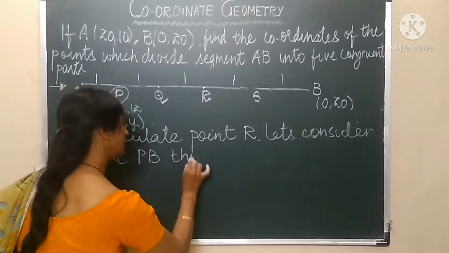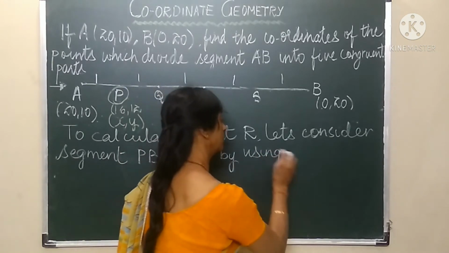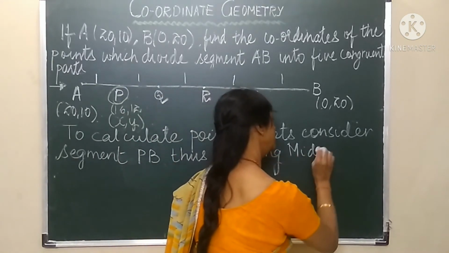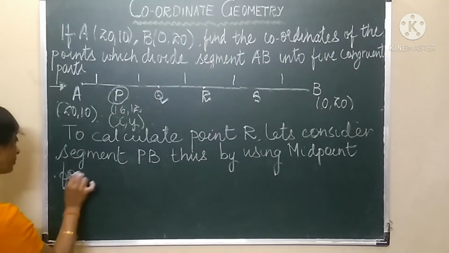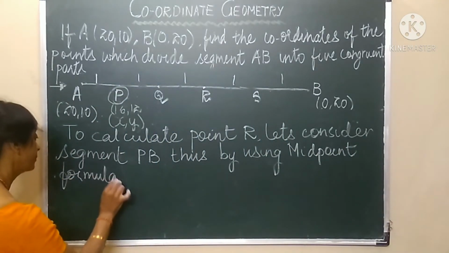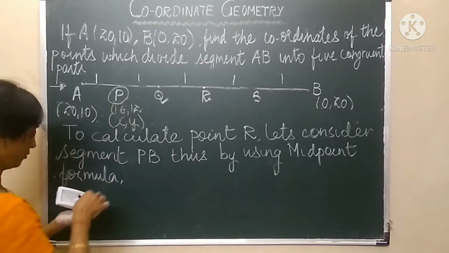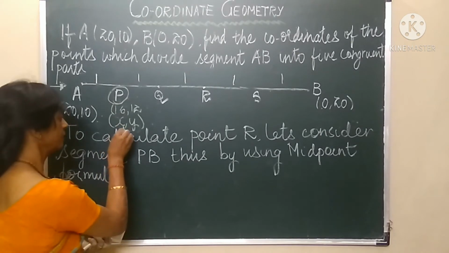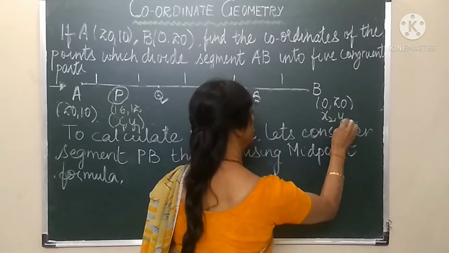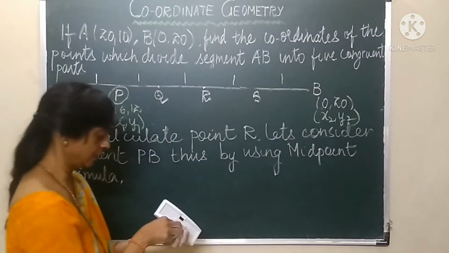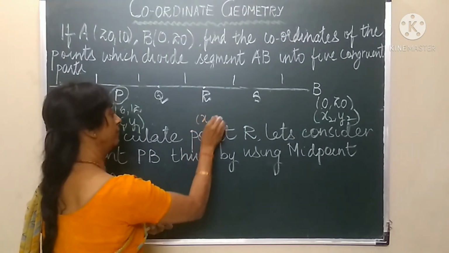Thus, by using the midpoint formula, let's see, the coordinates of point P become x1, y1, point B become x2, y2, and the coordinates of point R will become x, y.